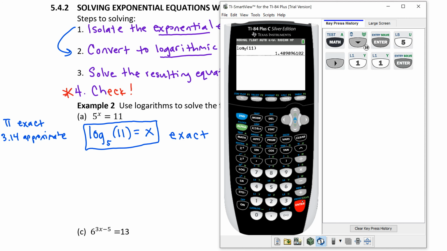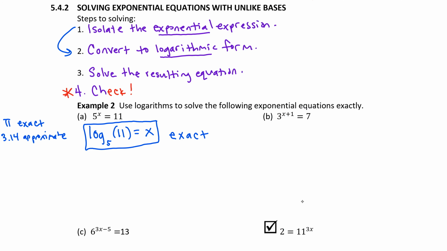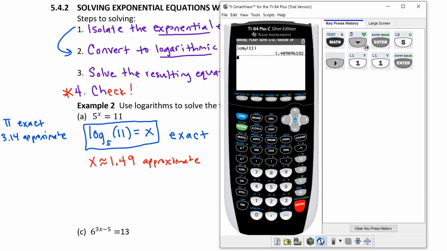Notice here we can approximate this value. If we go to the nearest hundredth, this is about 1.49. So the approximate solution, and I'm going to indicate approximate with the squiggly equals, is about 1.49. This is the approximate solution. So if I use the approximate solution to check the equation, then I'm going to get an approximate equality. So 5 to the 1.49 gives me approximately 11.